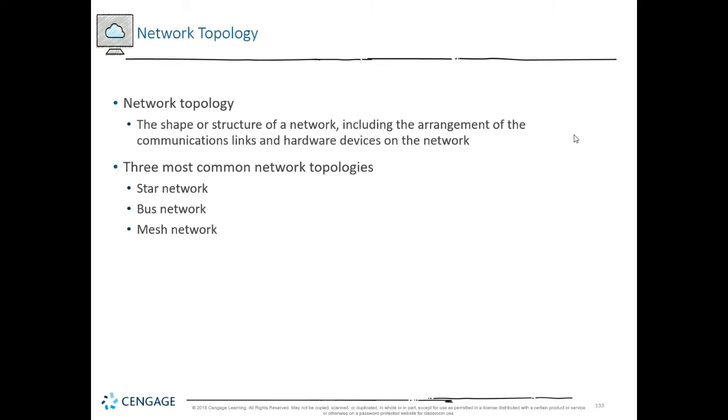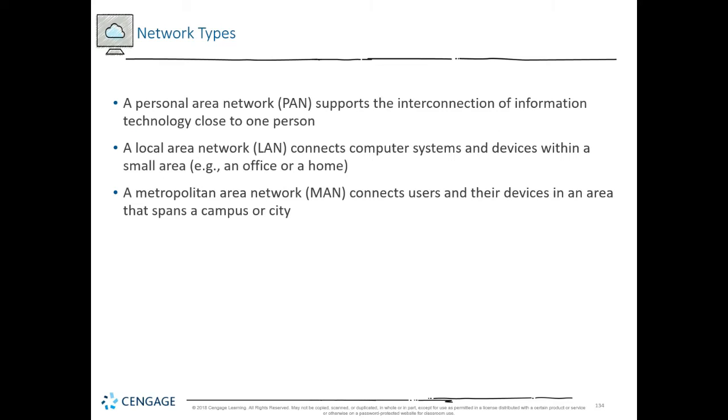Network topology: the shape or structure of the network, including the arrangement of communication links and hardware devices on the network. Three most common network topologies: star network, bus network, mesh network.